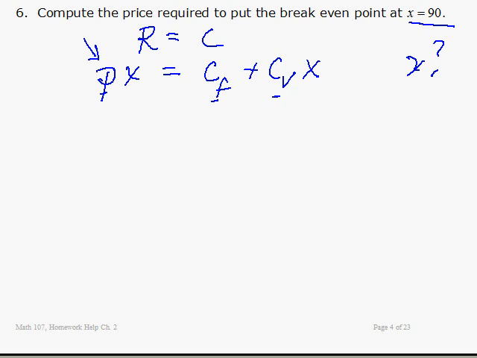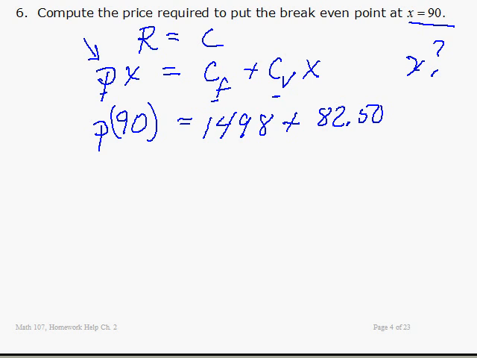So here's a way to do your math problems. Again, I like you to do things in an organized fashion. Write the equation you're dealing with. See, I've written that equation. Now go back and substitute the numbers. Price I'm not going to know, but I was just told that break-even is 90, so I'll put the 90 here. I should have put it first, but I'll do it like that just to demonstrate. The fixed costs, $1,498. The variable costs were what? $82.50. And again, I was told that break-even is 90.